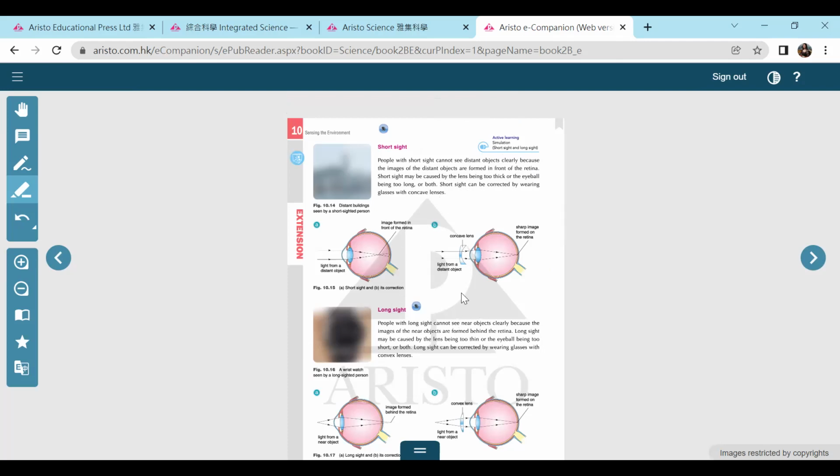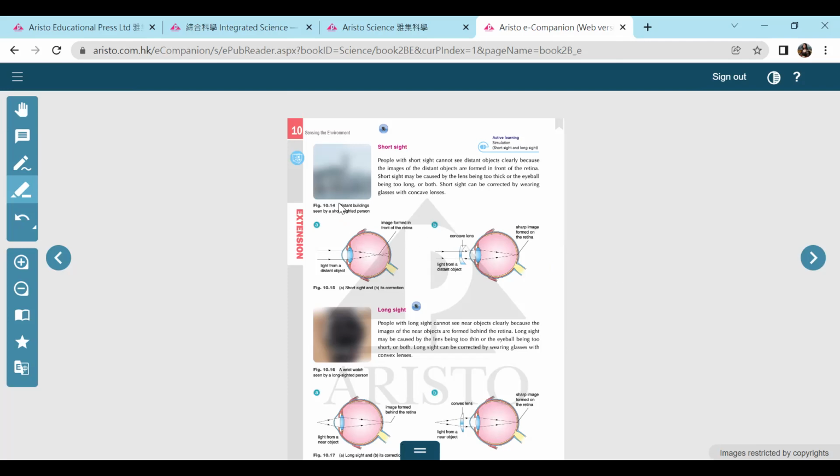Long sight. People with long sight cannot see near objects clearly because the images of the near objects are formed behind the retina. Long sight may be caused by the lens being too thin or the eyeball being too short, or both. Long sight can be corrected by wearing glasses with convex lenses. Short sight which means 近視, long sight which means 遠視, okay?